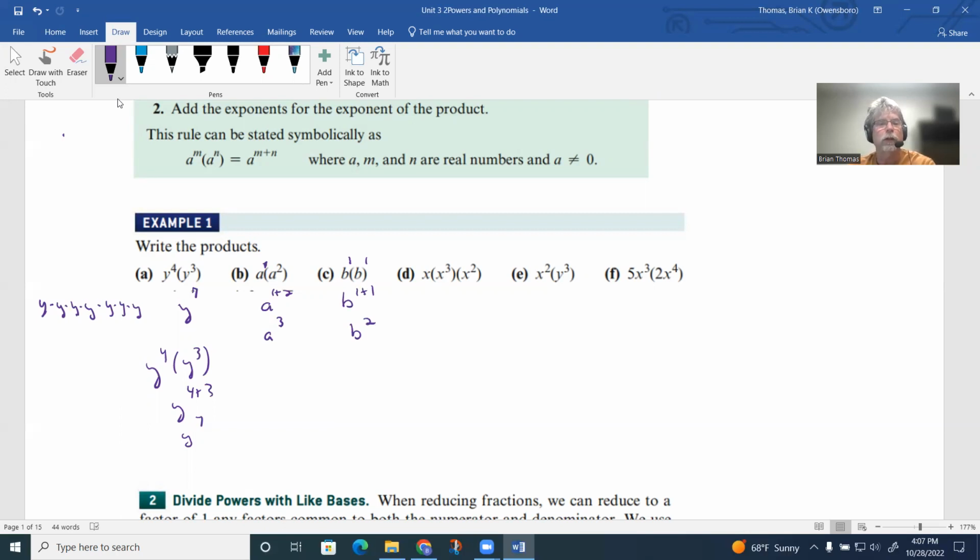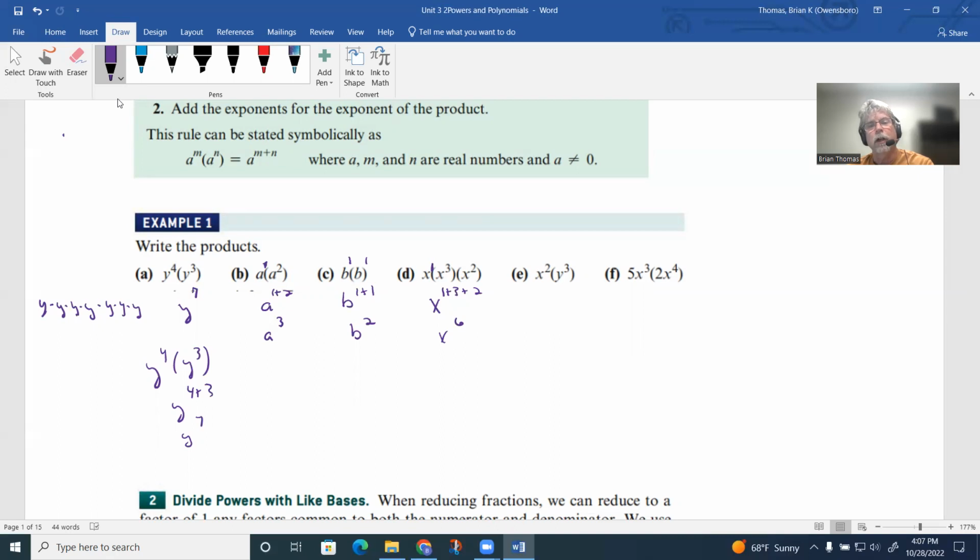That's called multiplying with the same base. So if I have x to the power of 3 times x to the power of 2, since we're multiplying and we have the same bases, we can add those exponents together to get the answer. We would end up with 5, so x to the fifth power.